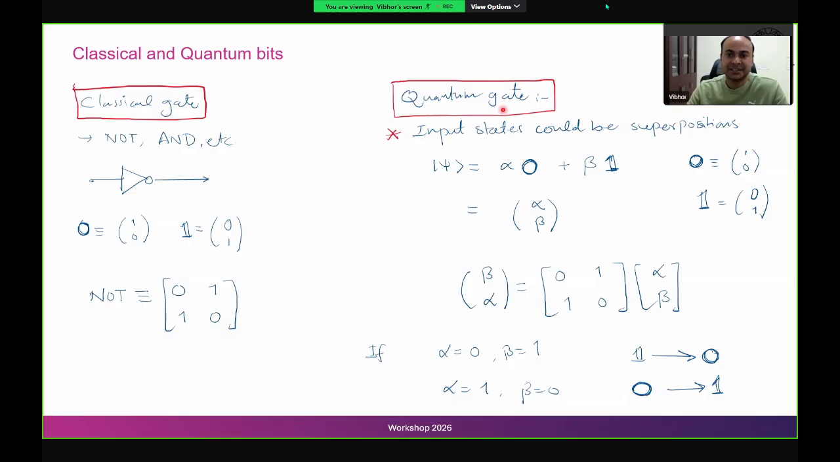In a similar spirit, the quantum gates can be understood. Here, the input states could be, for example, a superposition. We can have these labels.